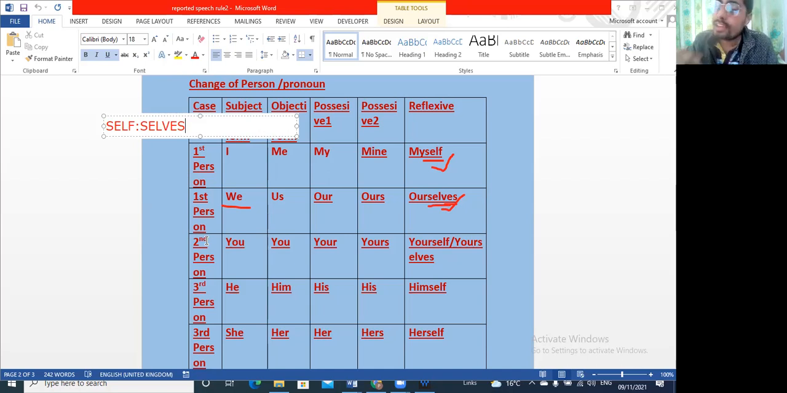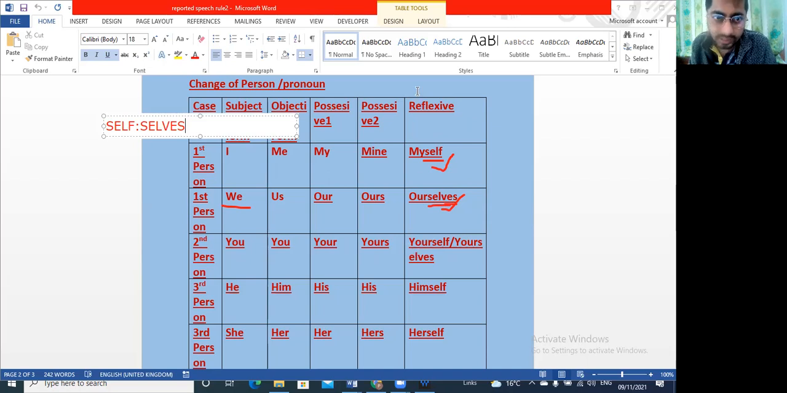Possessive first means subjective possessive case. Yours, objective possessive case. The objective possessive case of your is yours. So let me tell you, the reflexive pronoun of you is yourself.